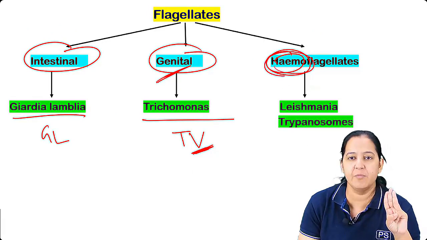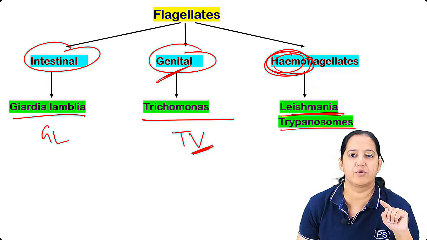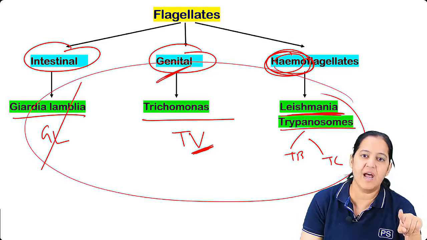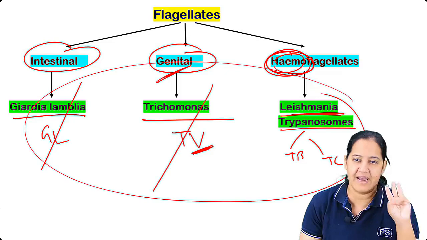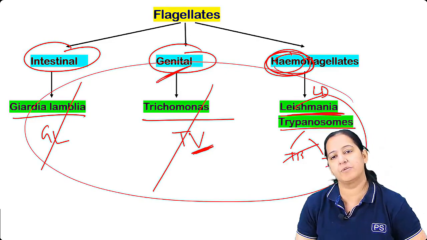And the third is the hemo. Hemo means blood. Here we have two: Leishmania, and there are two types of trypanosomes, Trypanosoma brucei and Trypanosoma cruzi. So total five are there, you can see. One Giardia lamblia, one Trichomonas vaginalis, and three are there: Leishmania donovani, Trypanosoma brucei and Trypanosoma cruzi.